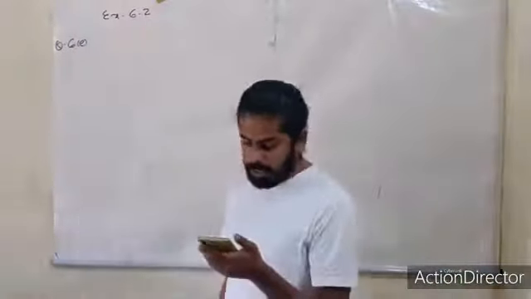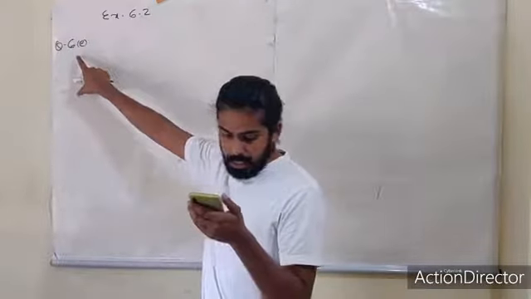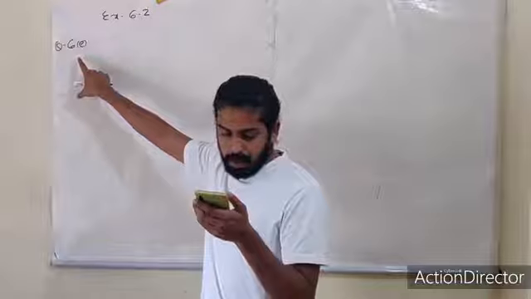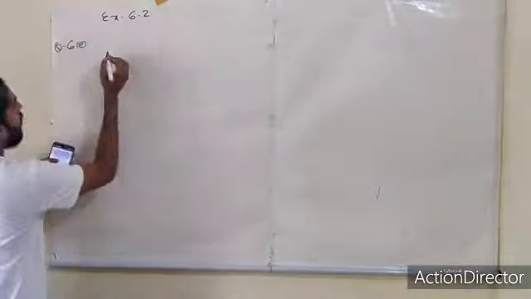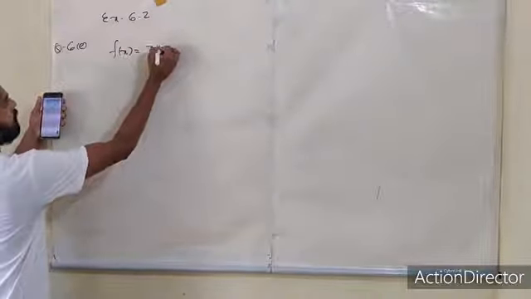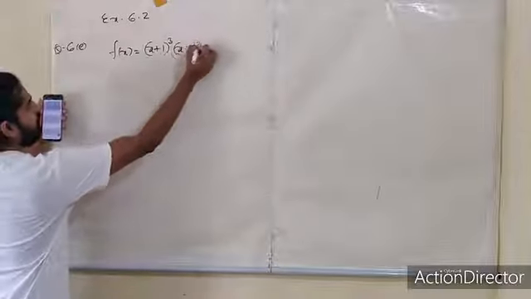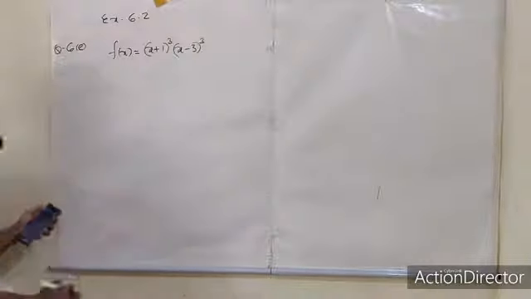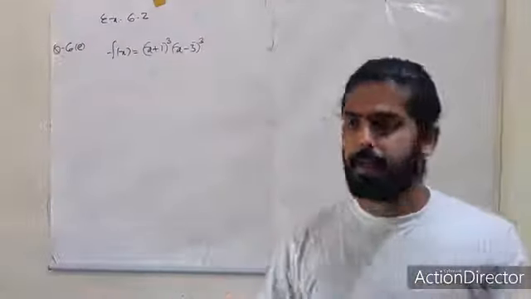So next question is NCERT question number 6, exercise question number 6. There are 5 questions; we will do the 5th question, the E part. The function is f(x) = (x + 1)^3 (x − 3)^3. This is the same type of question: we have to find the intervals in which the function is strictly increasing and decreasing.